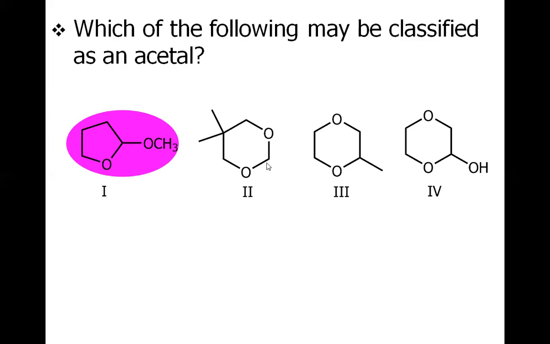Now consider the molecule 2. Again, we have this carbon that is connected to the OR group from this side and also the OR group from this side. So this molecule 2 is also an acetal. Now let us discuss the third molecule. We do not have a carbon that is directly connected to two oxygens. So this is no more acetal.